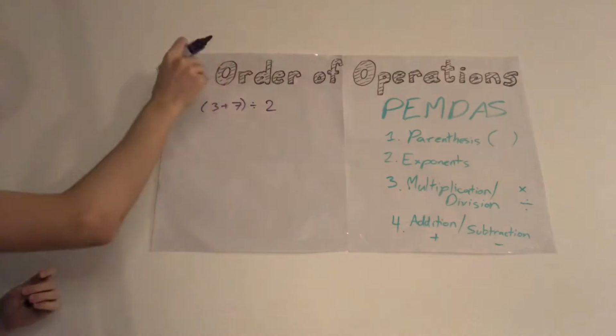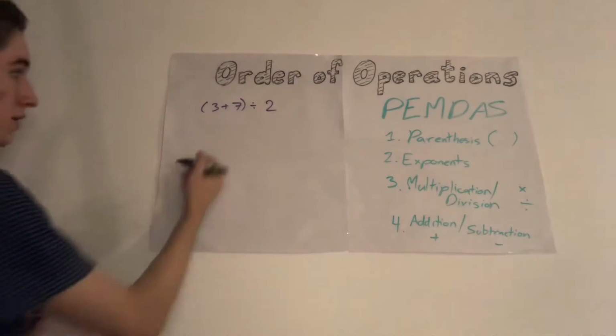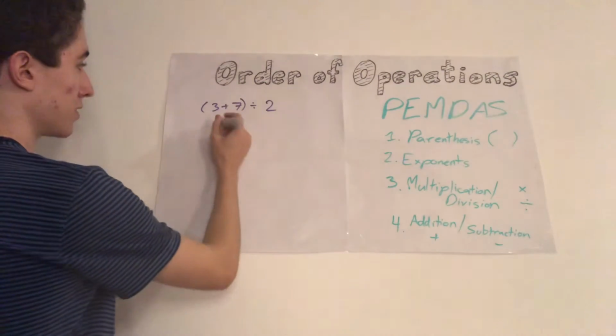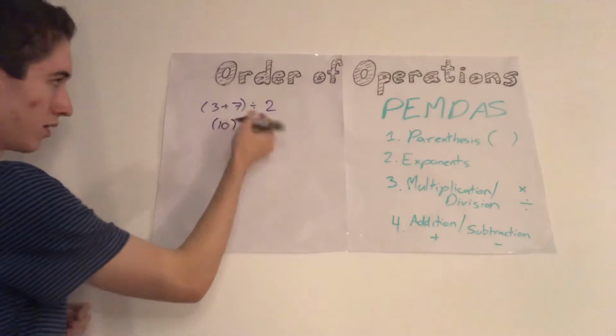And in this case, an addition is inside, so you will do that addition first. When you add 3 plus 7, you get 10, right? That's the result inside the parenthesis. You don't need to draw this, but I'm doing it.